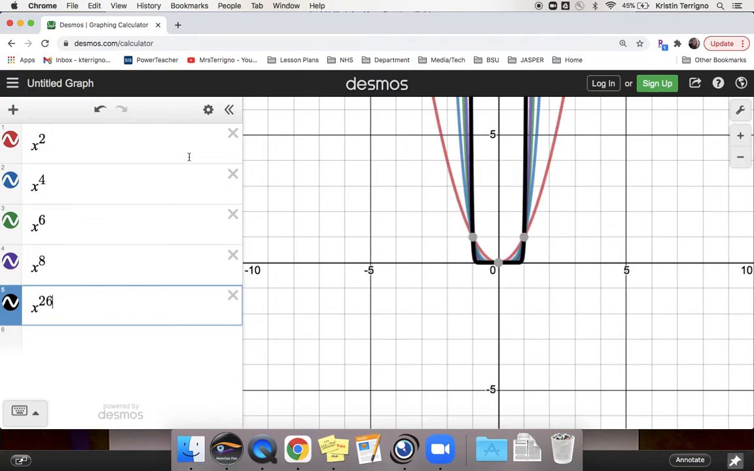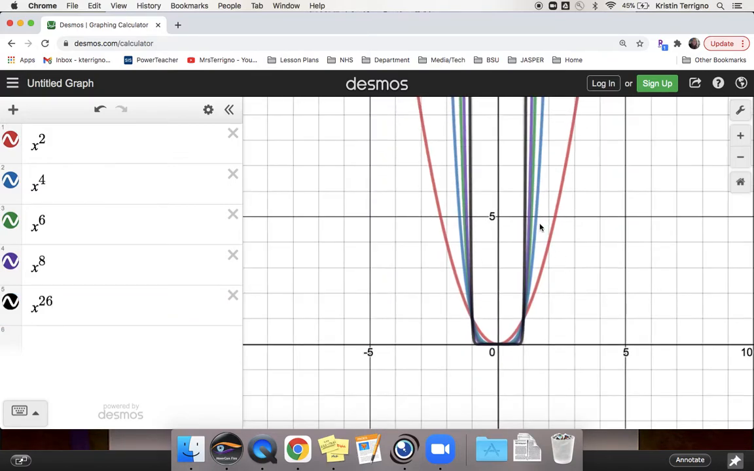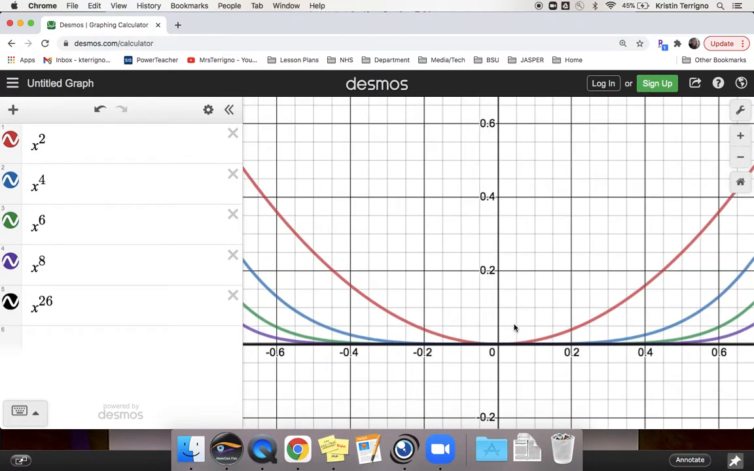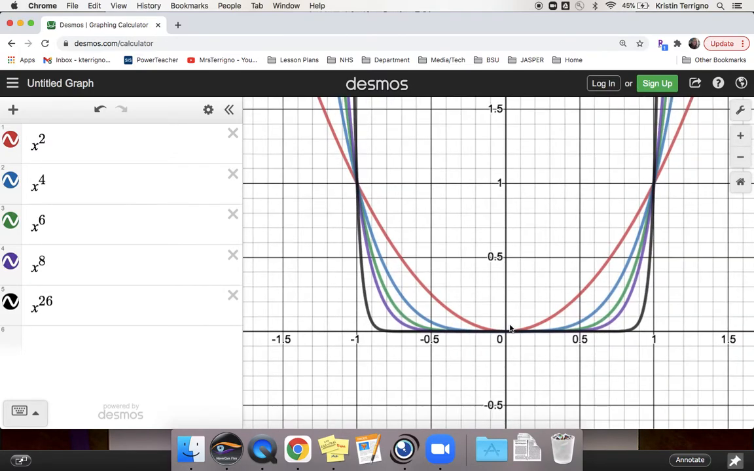Okay? And so what I want you to notice is that all of these functions have the same general kind of U-shaped graph. What's happening is that bottom part is flattening out a little bit. Now this one, this x to the 26th, that's pretty extreme. It looks like it's almost flat and almost vertical. It's not really. It does still have a curve to it. It just starts to flatten out the bigger that exponent is.